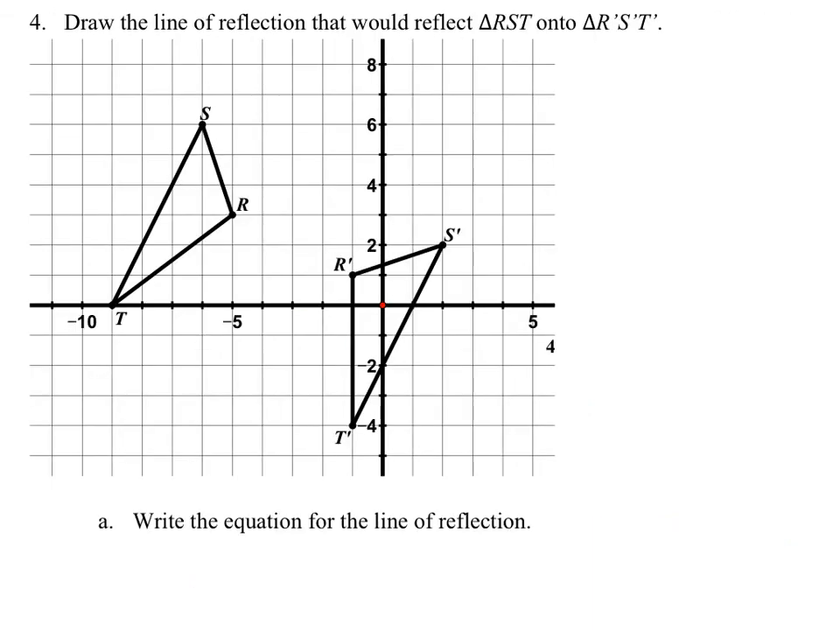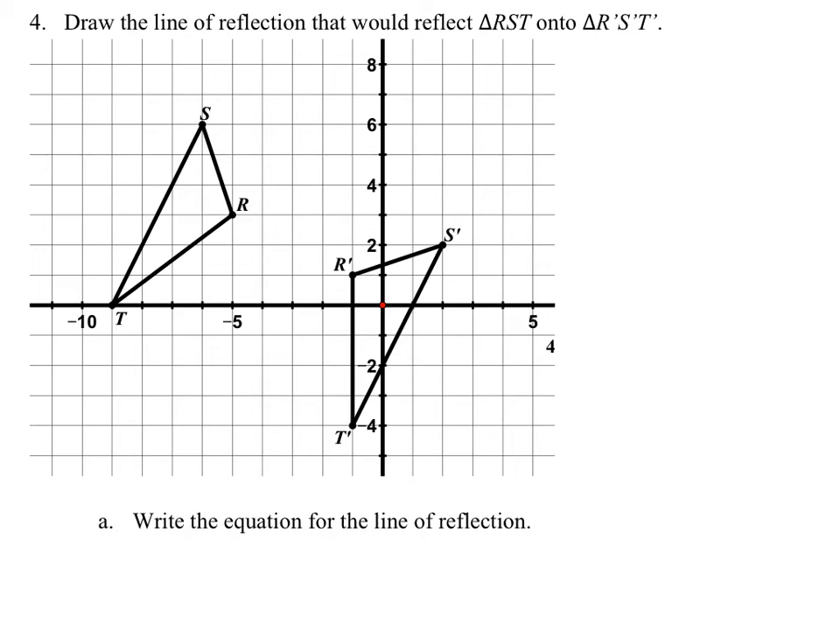So on this one, not only do we need to draw the line of reflection, but we also have to write the equation for it. And some of you noticed this one's very different from the last two we just did, which means this line is going to have some slope. It's going to be a little diagonal.